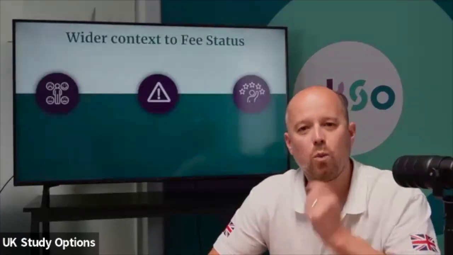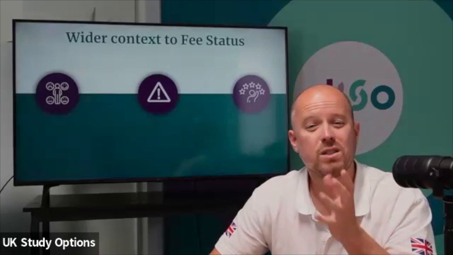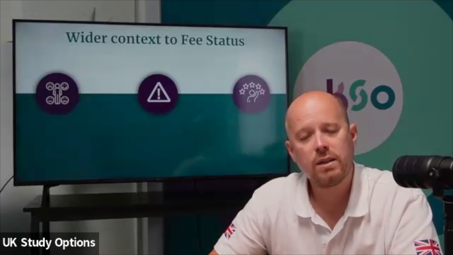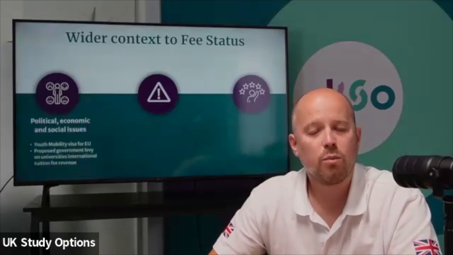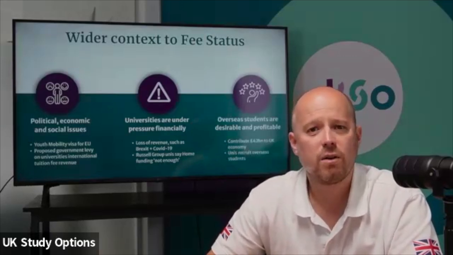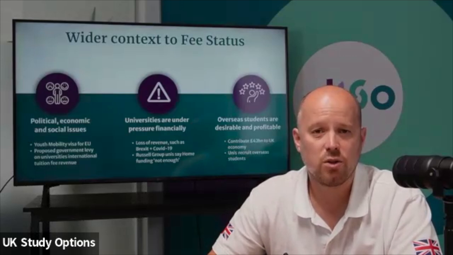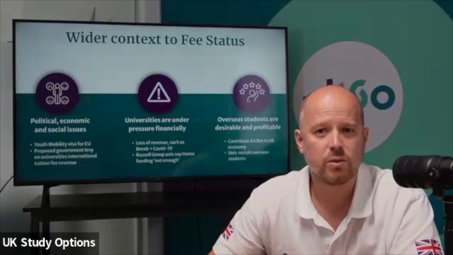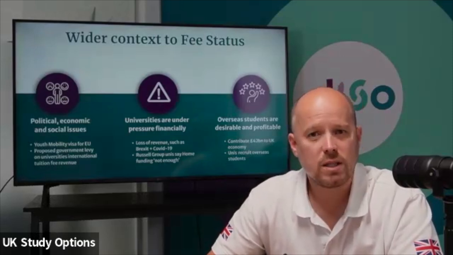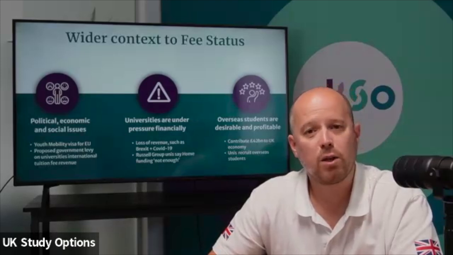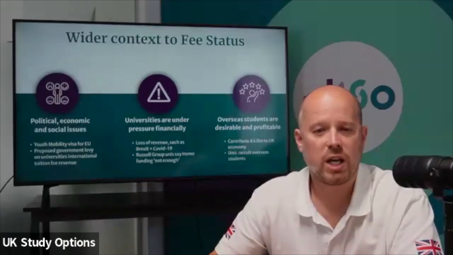There is also a wider context to fee status. So it's not just the rules and it's not just your own personal circumstances and how they fit into the rules, but all of these other external factors that will play a part in your chances of success in getting home fees, because it is very much a political and economic issue. And all these external factors shape the way that the government and also the universities set their policies and interpret eligibility for home status, because it's an ongoing thing that can change year to year.